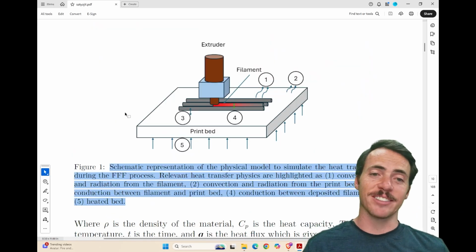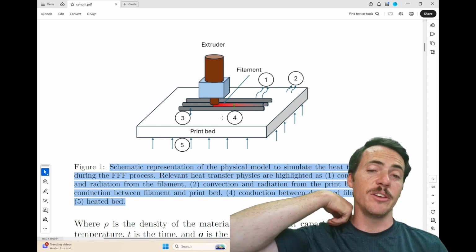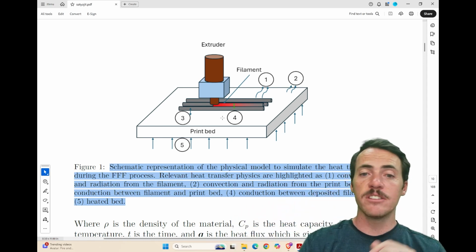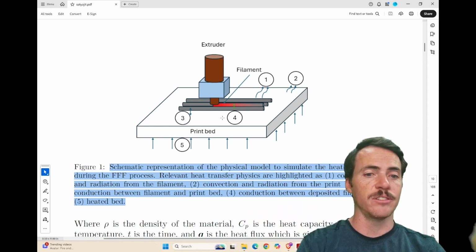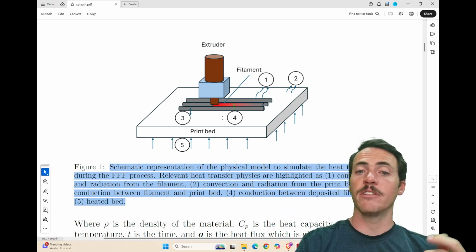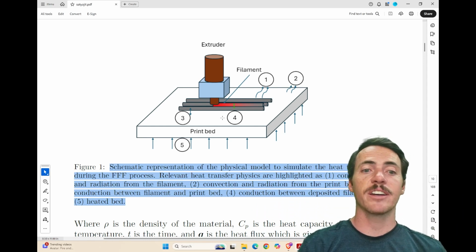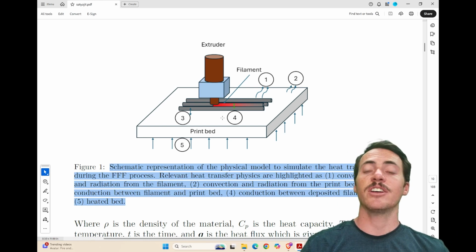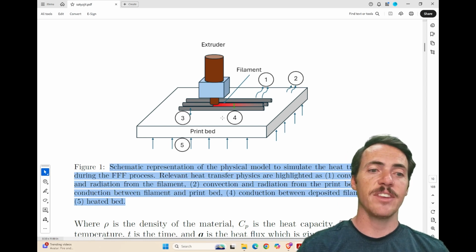It's actually pretty complex. Here's an example of the physical model that they use to simulate heat transfer. They're considering all the things, right? Convection, radiation from the filament, convection and radiation from the print bed. You've got conduction between the filament and the print bed, conduction between the deposited filament and the heated bed itself.